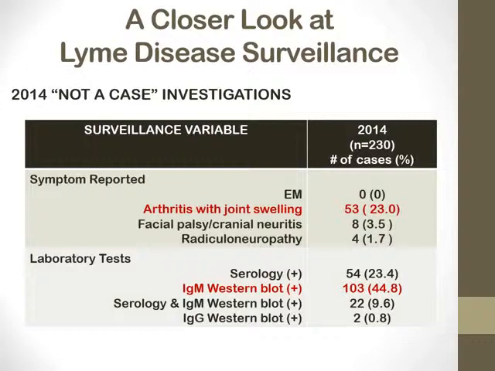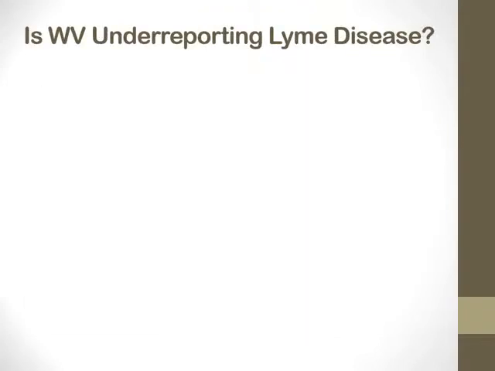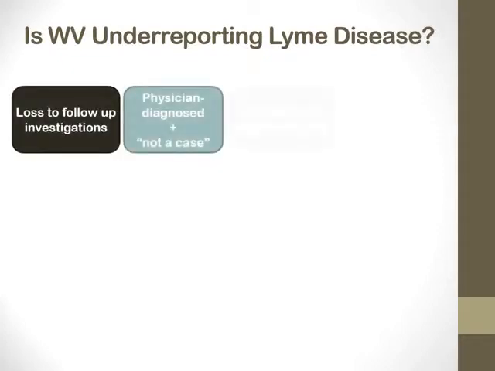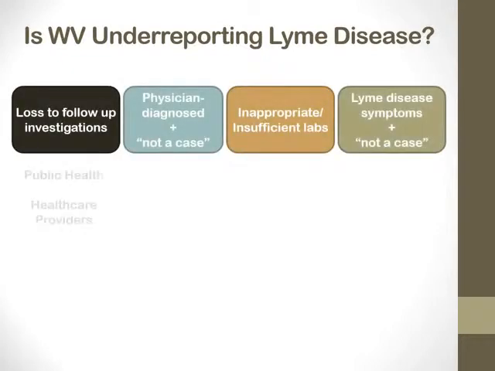A close look at the laboratory section shows that IgM Western blots only accounted for 44.8% of our laboratory criteria. Again, as both Dr. Guilfoose and I stressed, having IgM Western blots as the only test available is not recommended. So is West Virginia underreporting Lyme disease? I think that we are, based on these 4 different scenarios.